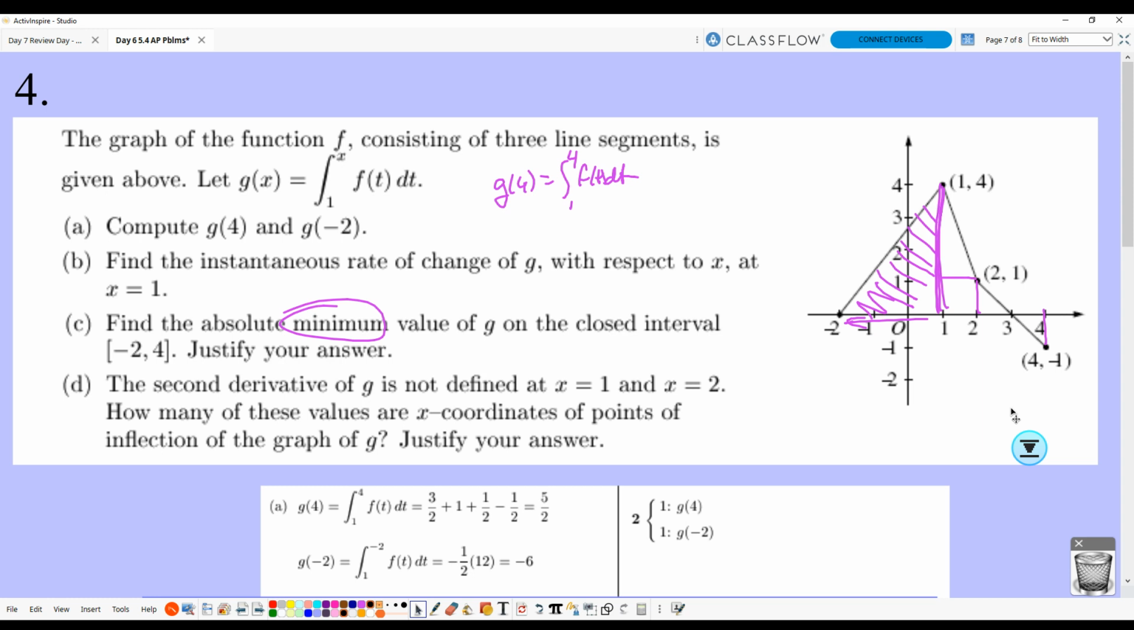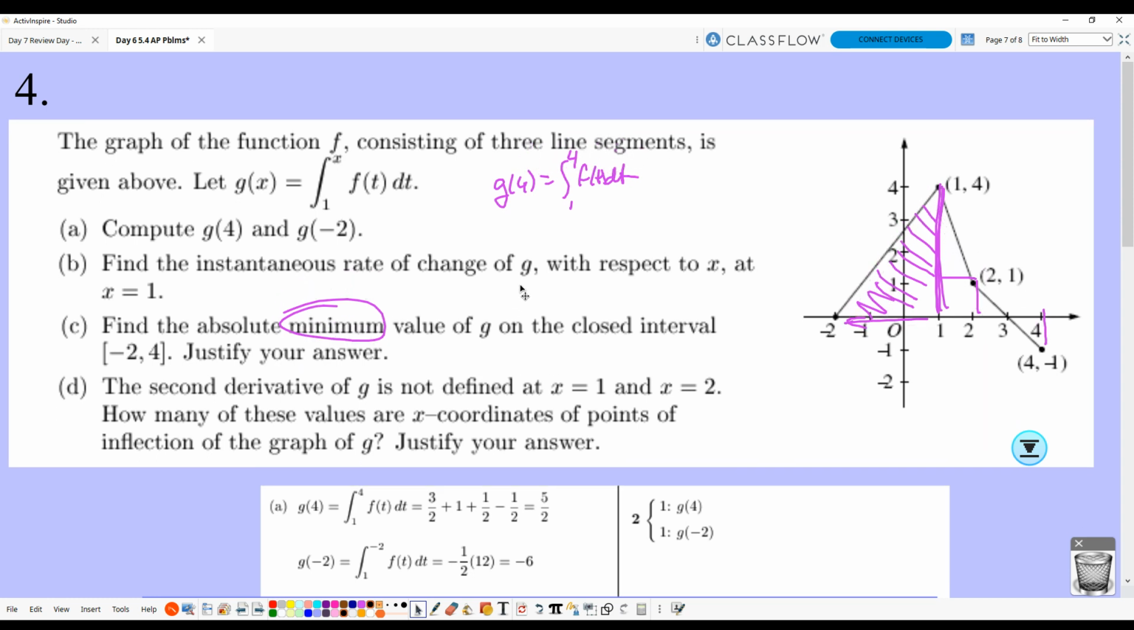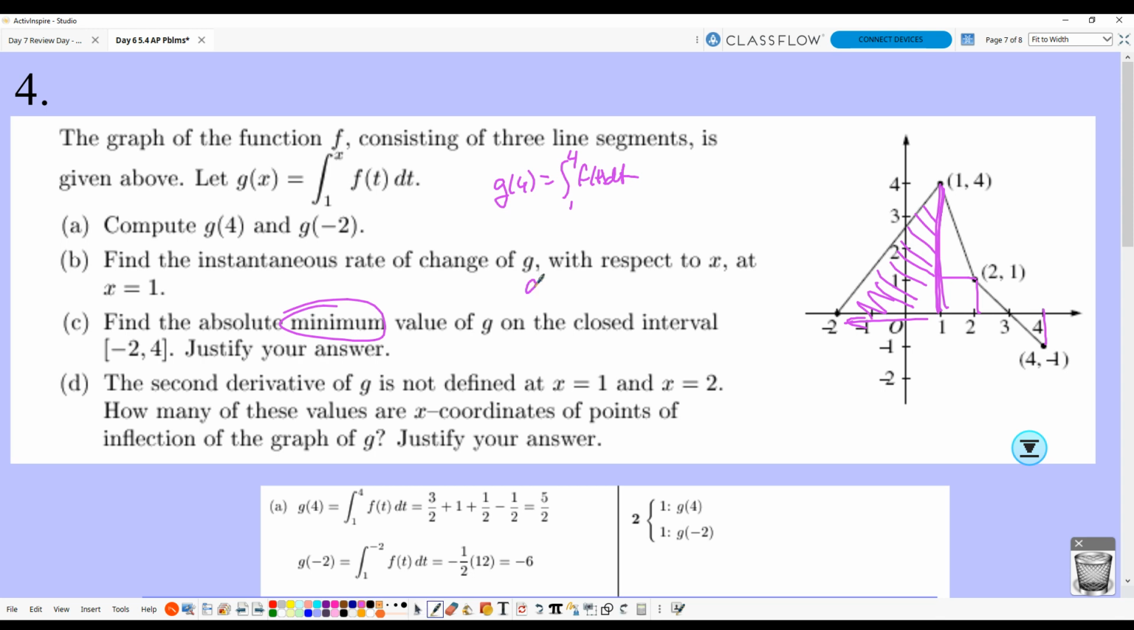Instantaneous rate of change, what is that asking you to do? Derivative? And hopefully by now that fundamental theorem of calculus has been beaten into your head. Time and time again.